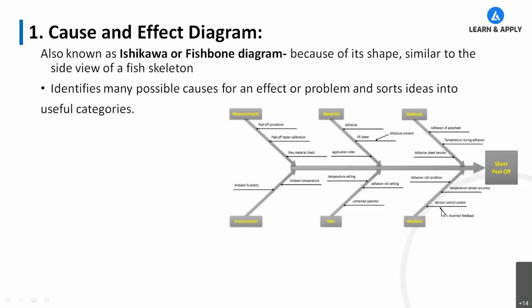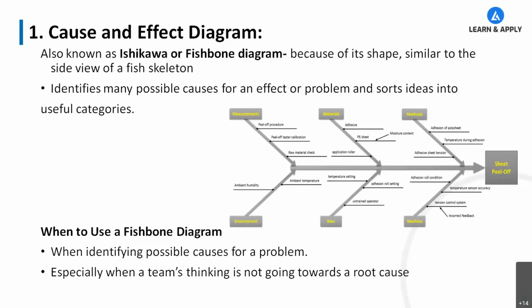Generally, we use 6 M's: measurements, materials, methods, machine, man, and the last one is environment. Here one example is given of a sheet peel off. This is our problem, and we are studying what the causes are. In the methods, which kind of method are we using that is causing the problem? In this way we can systematically analyze all these causes and reach the true cause of that issue. So when to use a fishbone diagram?